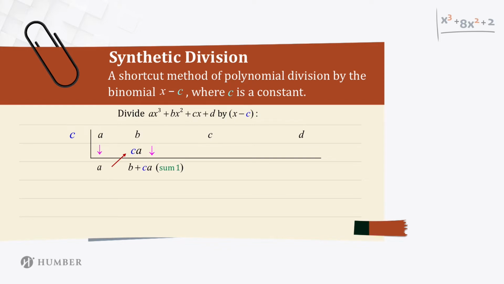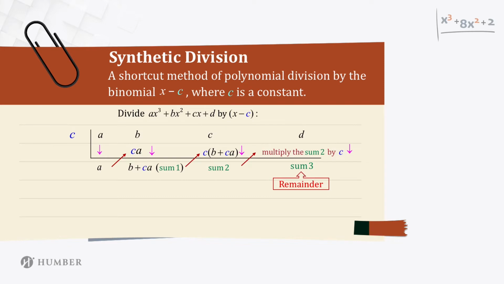Again, we multiply the sum 1 by c and place it in the next column diagonally. Then add down to get the sum 2. We repeat the same process to the end. So the vertical pattern is to add, and the diagonal pattern is to multiply by c. The last sum is the remainder of this division.